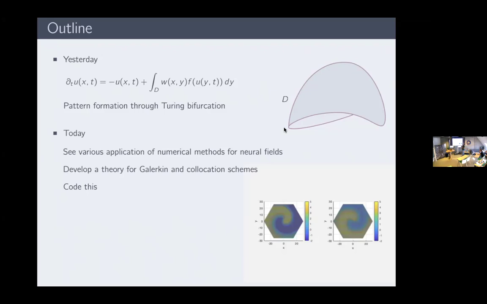So what we're going to do today, you're going to probably see a couple of applications of why numerics is needed for neural fields. Some of them are motivated by examples and experiments as well. I'm going to try to develop a theory for Galerkin collocation schemes. What I want you to know is that until 2023, there was no notion of what a finite element scheme is for these problems.